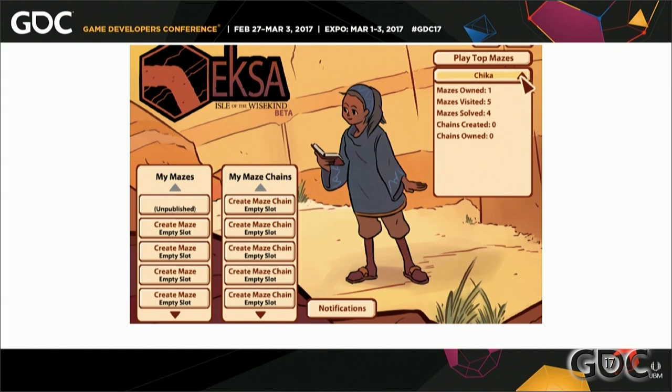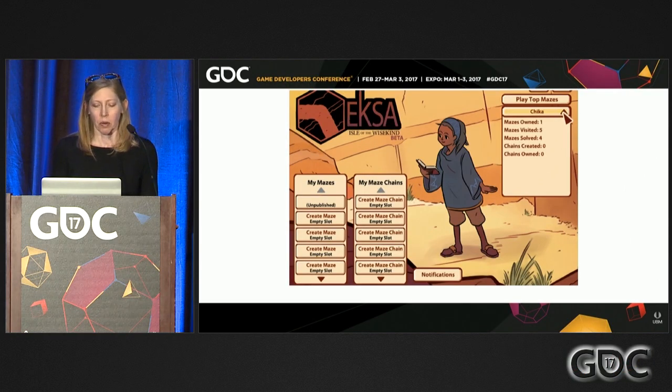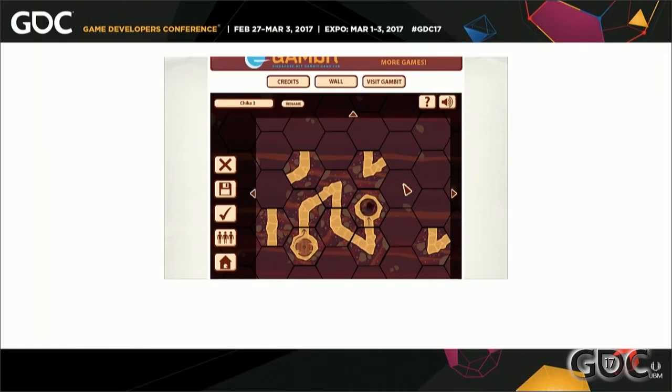So in 2010, I was part of the Gambit Game Lab at MIT. We had a group making Isle of the Wise Kind, which was just a puzzle game that was on Facebook. And this is what it looked like.